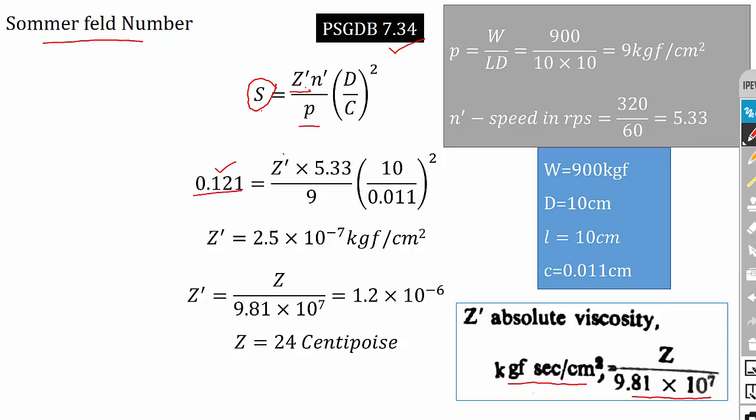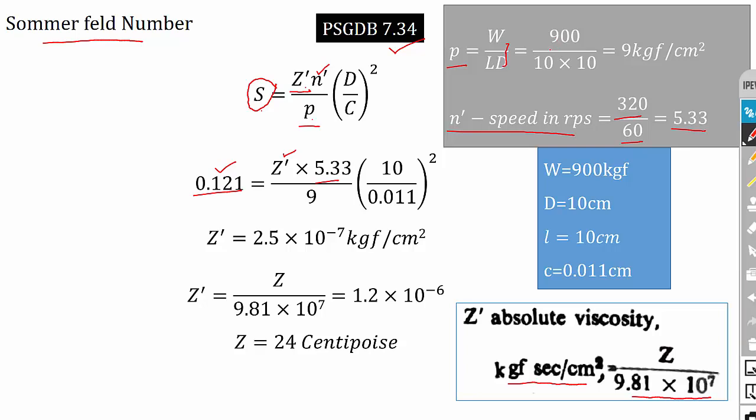Then I have to calculate Z dash. N dash is speed in RPS, not RPM. So N dash is equal to 320, the speed in RPM, divided by 60, so you will get 5.33 RPS. Then P is the allowable bearing pressure, which we have to calculate. We know that the equation for P is W divided by LD. We might have studied these equations earlier.